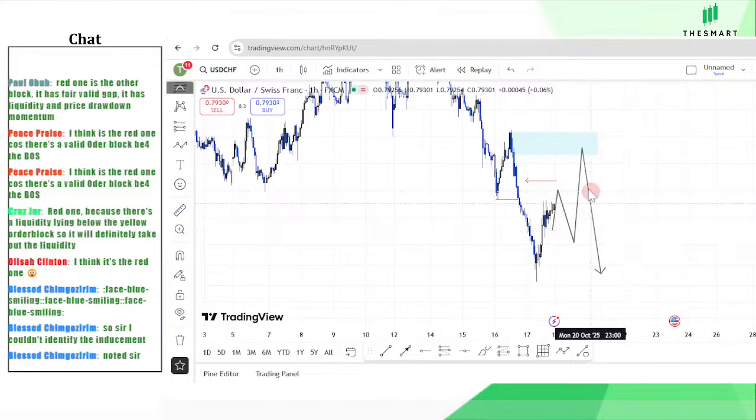Now, if something like this, if this price should just pull all the way to this point, then I won't take it. Then it's not a valid setup for me.